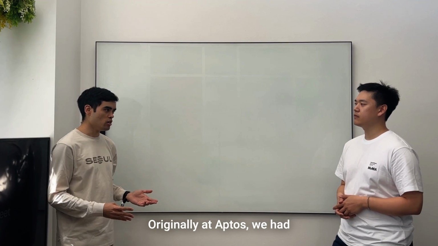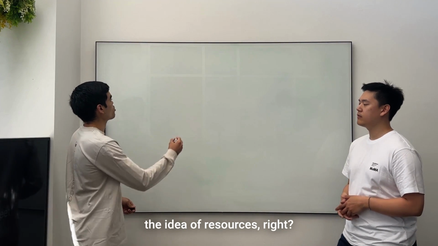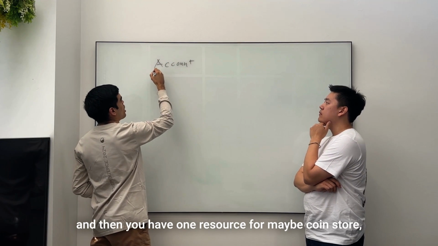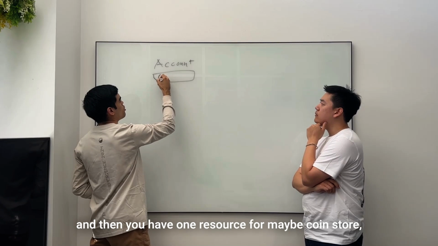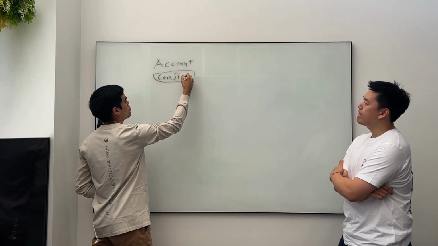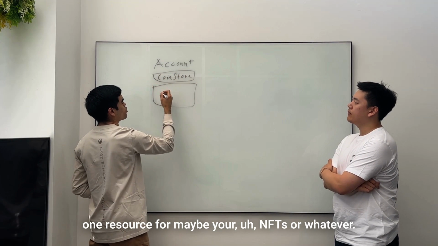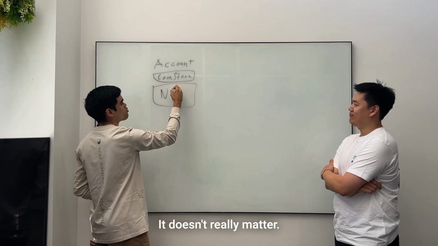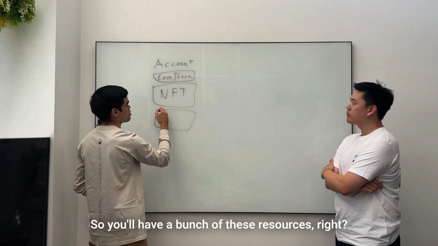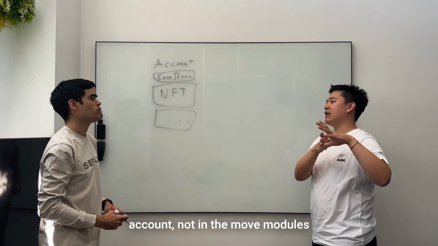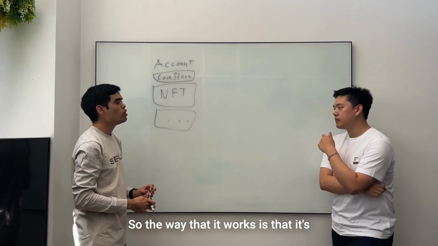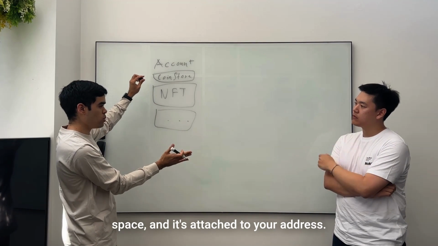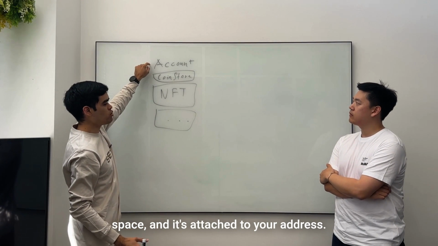So originally at Aptos, we have the idea of resources. Right. So you have an account, and then you have one resource for maybe coin store, one resource for maybe your NFTs or whatever. It doesn't really matter. So you'll have a bunch of these resources. And they get stored in the account, not in these Move modules, right? That's right. So the way that it works is that it's installed in your account, in your account space, and it's attached to your address.